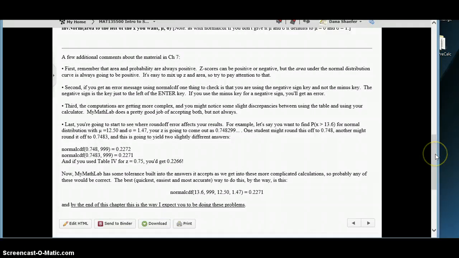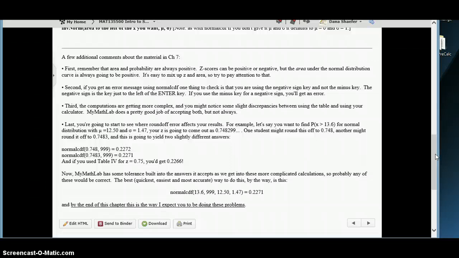On the very bottom, I just put some comments, especially with the idea of being careful with rounding. So I gave you an example here that depending on what you put in, if you put in a value like 0.748 rounded to 3 decimal points and not 0.7483 rounded to 4 decimal points, you could get a couple of different answers. And if you use the table, you can get even another answer.